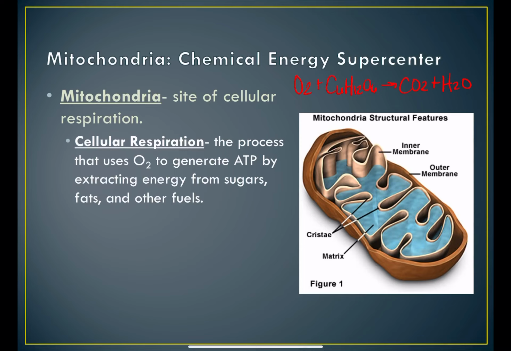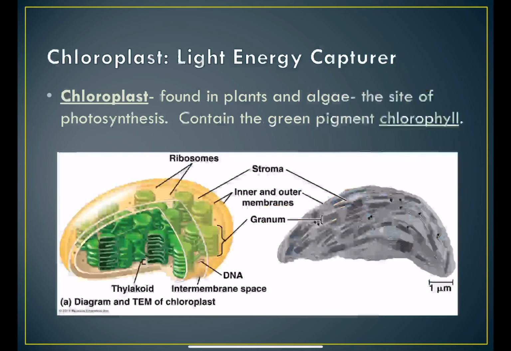So when you look at the mitochondria, it has an inner membrane and an outer membrane. These folds in the mitochondrial wall are referred to as the cristae, and the inside of the inner membrane is called the matrix of the mitochondria, the mitochondrial matrix. And that's where cellular respiration is going to happen. The chloroplast. The chloroplast is only going to be in plants, okay?